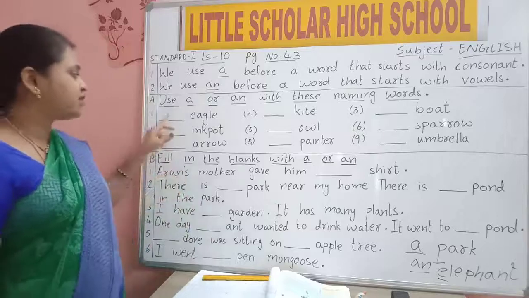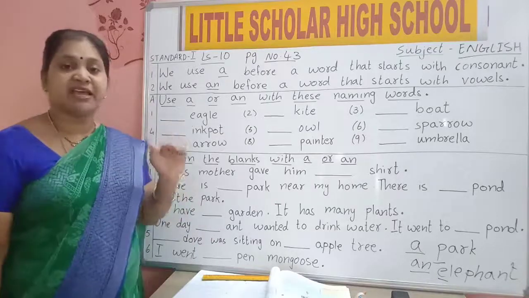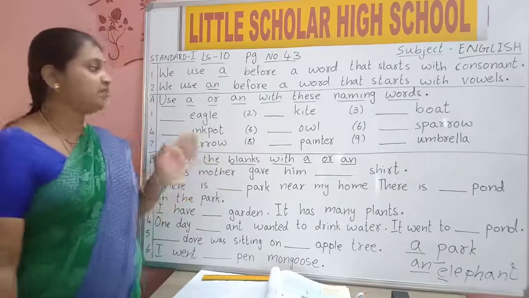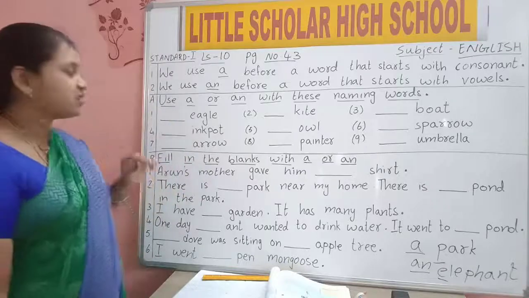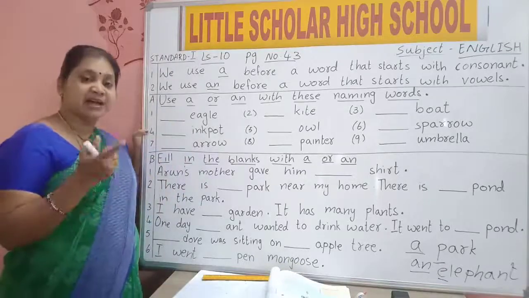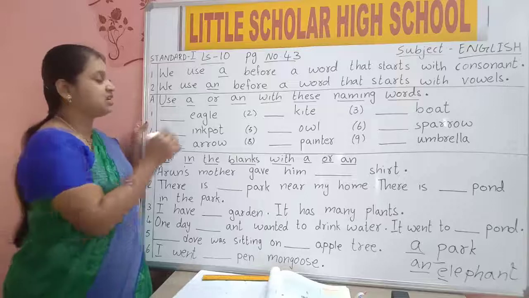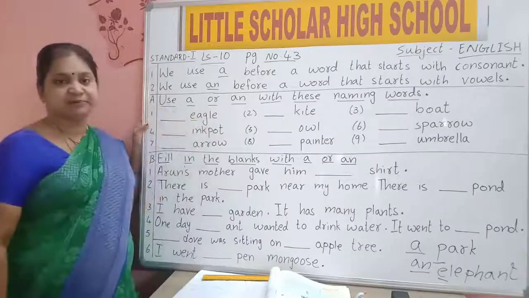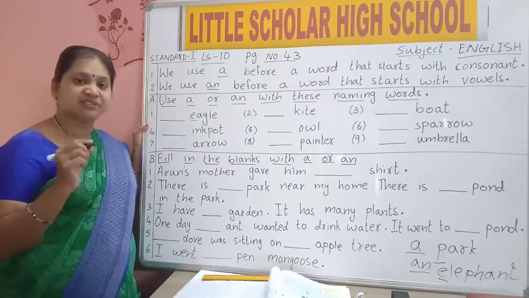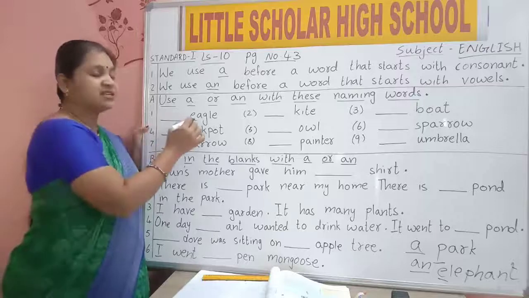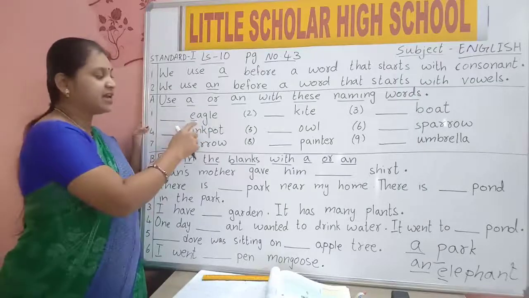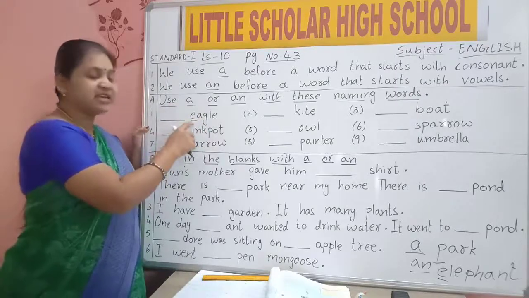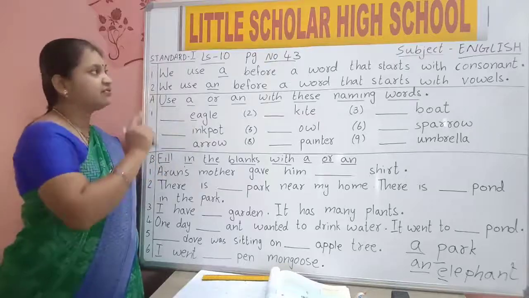Now, in front of this, we should add A, R, AN. What we should add? We should add A or AN. To add A or AN, what we should do? First, we should see the first letter of the word. Yes, E-A-G-L-E, eagle. E is the first letter.